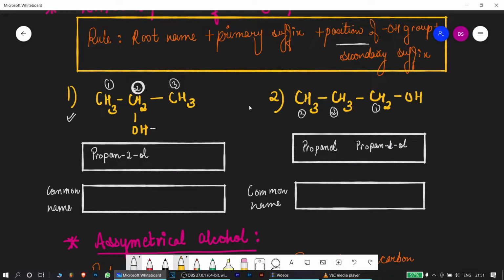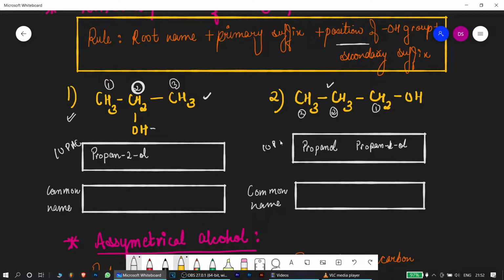So this is propane-1-ol and this one is propane-2-ol. So you can clearly see the difference between the two. In this one there are 3 carbons and in this one also there are 3 carbons, but this one is propane-1-ol and this one is propane-2-ol.